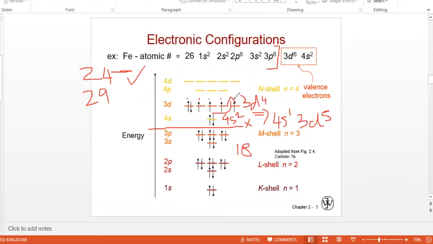So this is a special case. There is an empty space, and this electron would not like to stay here. So it will jump to that empty space. In writing, we will not write 4s2 3d4, but we will write 4s1 3d5. So this 24 is a special case.